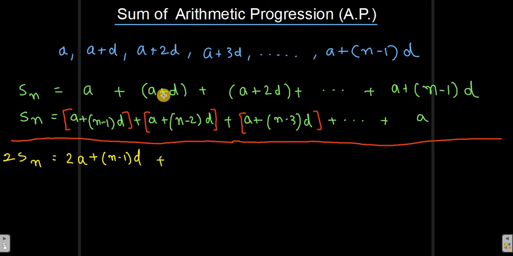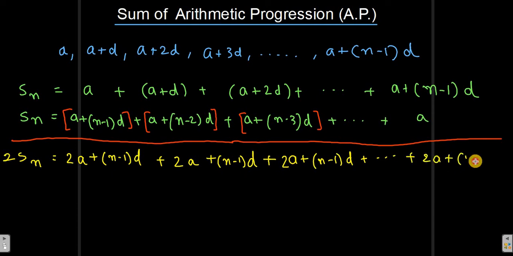Clear? Now again, if I add these two, that is A plus D and A plus N minus 2D, A plus A gives me 2A, and N minus 2 into D plus D will obviously give me N minus 1 into D. Right? Now again, A plus 2D and here A plus N minus 3 into D also give us 2A plus N minus 1 into D, and the last one also gave us 2A plus N minus 1 into D. So if we make the brackets to make this more clear, then we can see that every sum gives us 2A plus N minus 1 into D.